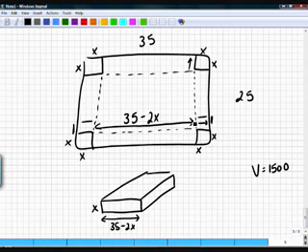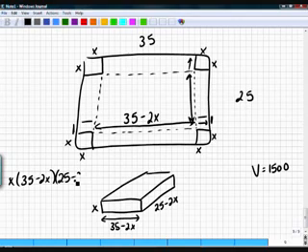Same thing, we're going to do the same kind of thing here. The whole distance here is 25. You've got to take out an x here and an x here, so that would be 25 minus 2x. These are the dimensions of your box. So we have x, 35 minus 2x, and 25 minus 2x. How do you find the volume of a box? You multiply length times width times height, so we've got to do x times 35 minus 2x times 25 minus 2x, and we want our volume to equal 1500.